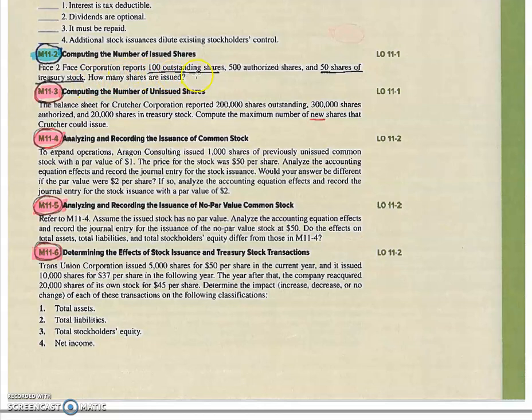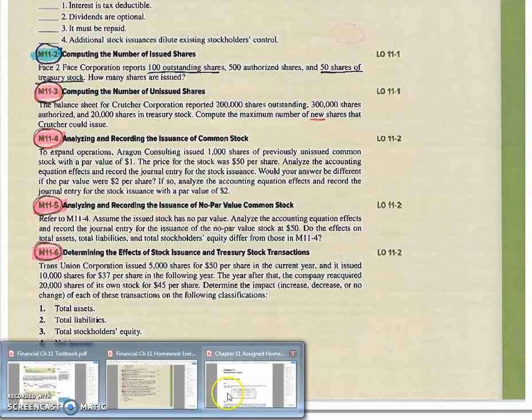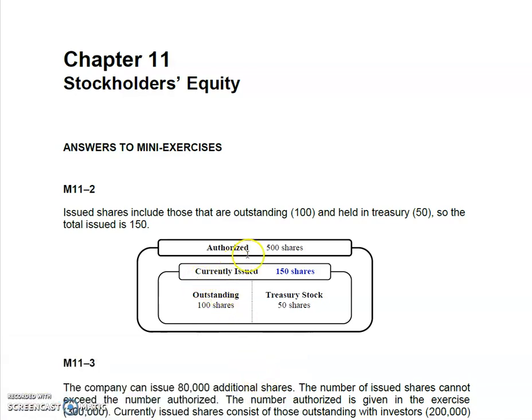Okay, reports 100 outstanding shares, 500 authorized shares, and 50 shares of treasury stock. How many shares are issued? So remember, issued shares is outstanding shares plus treasury shares. They have been issued but are not outstanding now. So there we get to our answer. There are 150 issued shares. That's the outstanding shares plus the treasury shares.